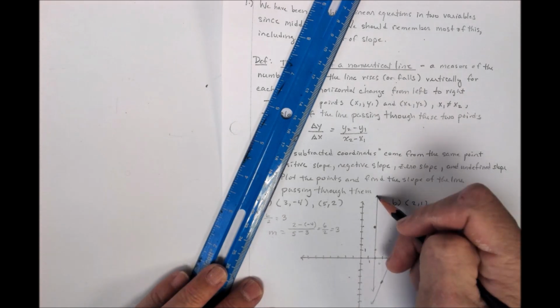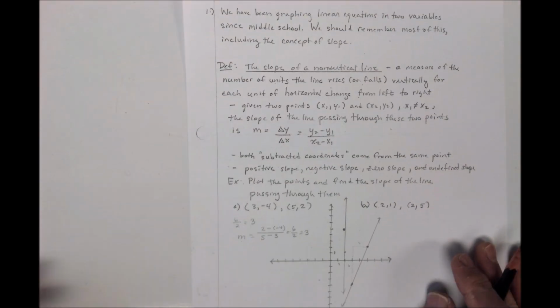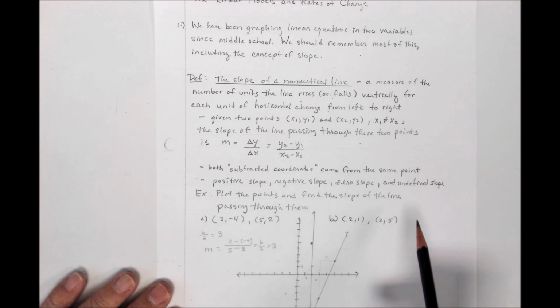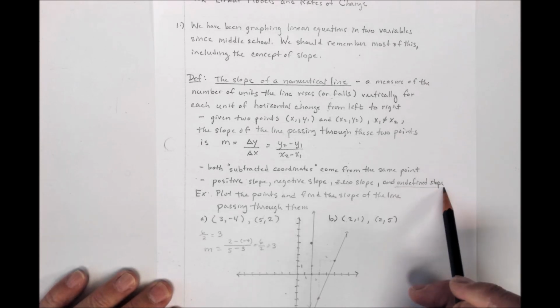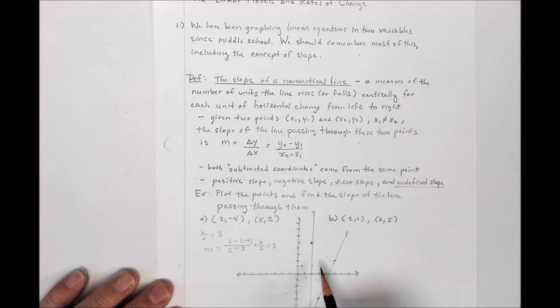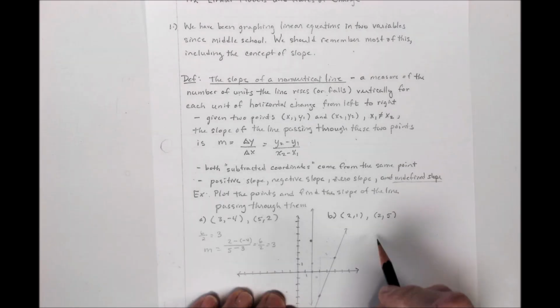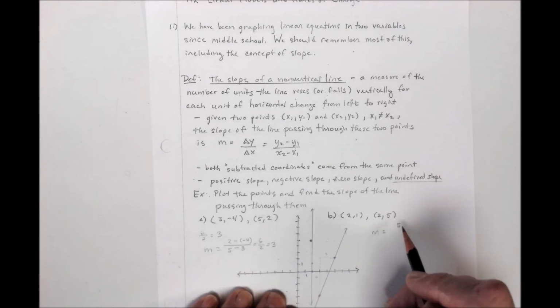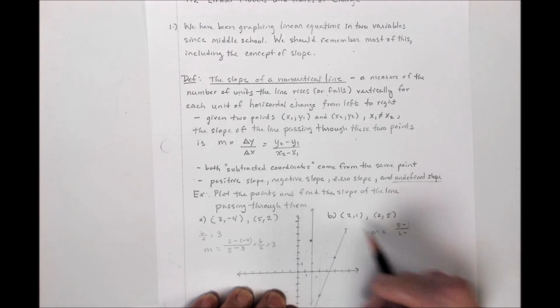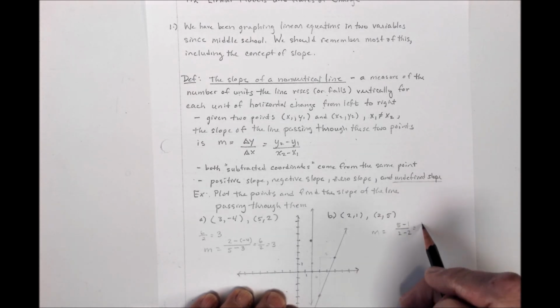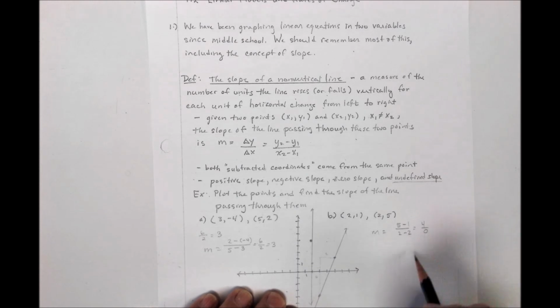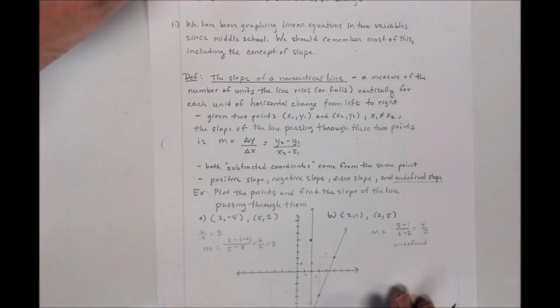Now, I said just a second ago that a vertical line, we say that it has undefined slope. So if you use the slope formula, you're going to notice here that your slope is 5 minus 1 all over 2 minus 2, which is 4 over 0. And of course you cannot divide by 0. This is undefined. Okay, nothing snazzy there.